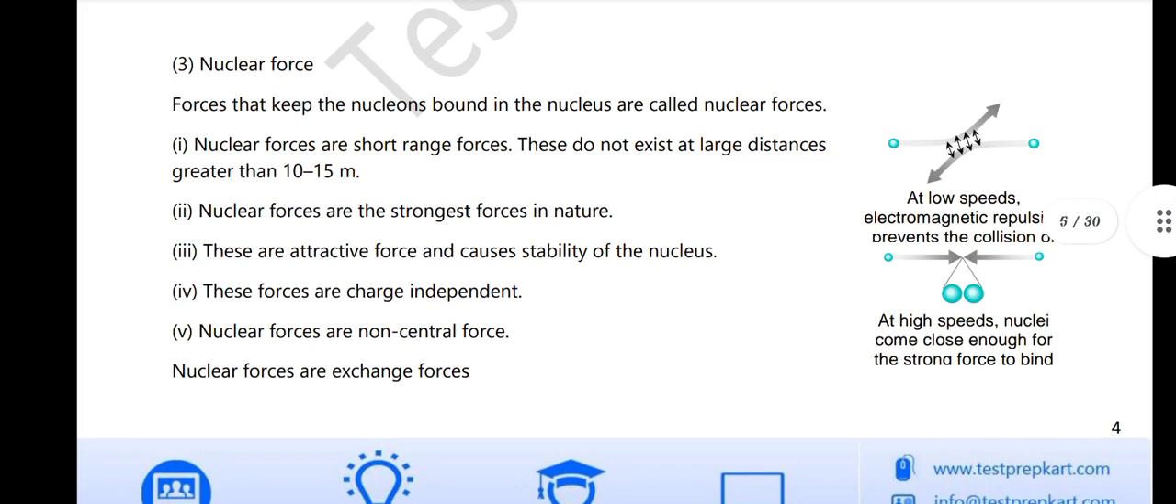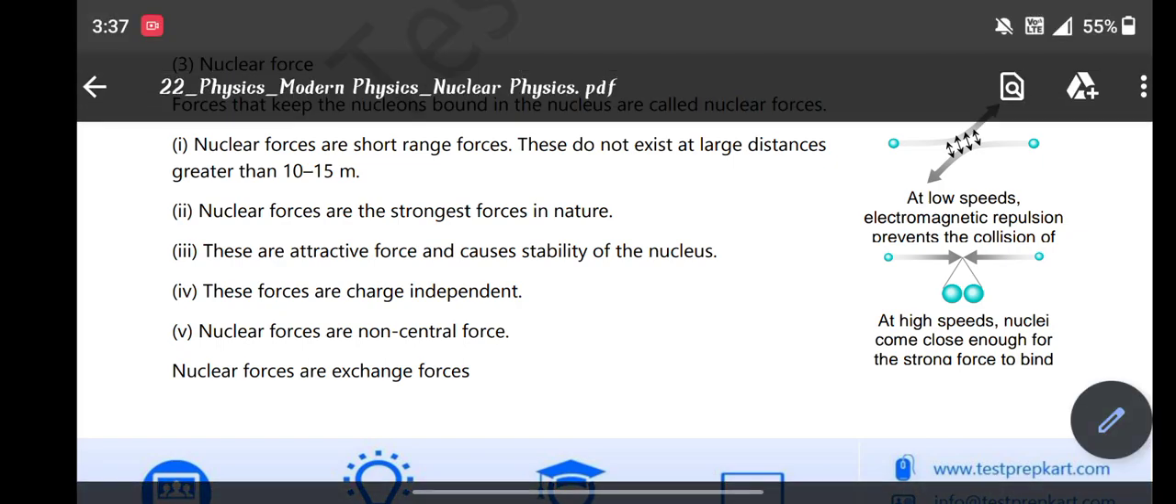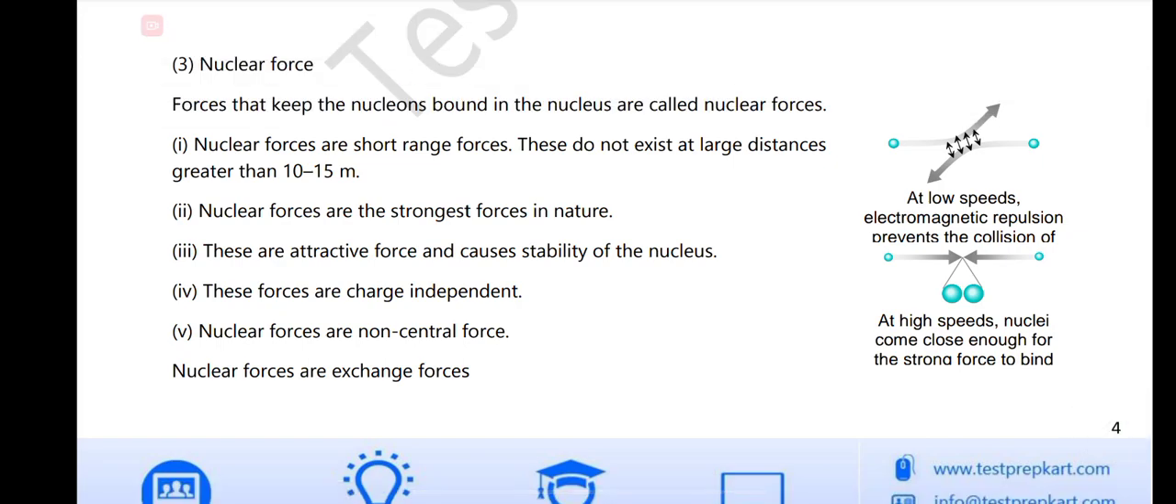Next is nuclear force. Nuclear forces are the forces that keep the nucleons bound in the nucleus. The forces that make nucleons stay inside the nucleus are called nuclear forces.